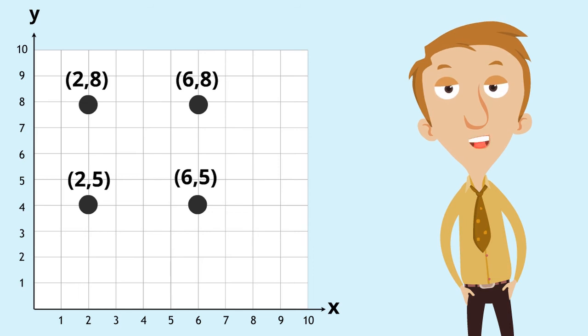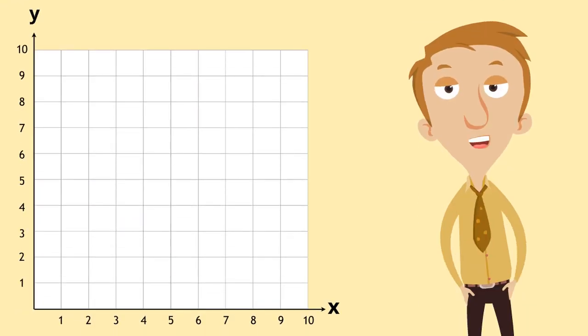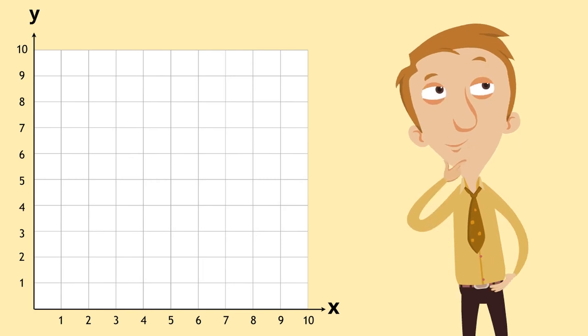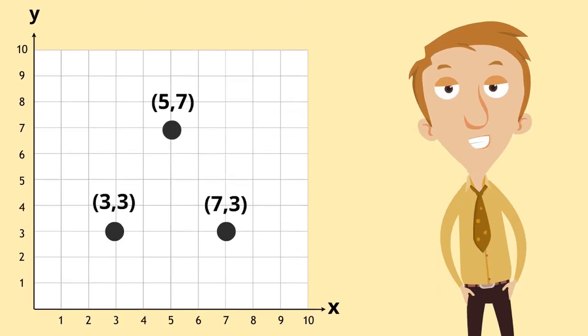Try one more shape. Can you pick 3 sets of coordinates that would give you a triangle when you joined the points? Pause the video and give it a try. So here are the ones that I went for, but your triangle might look a little bit different. I went for (5, 7), (3, 3), and (7, 3).